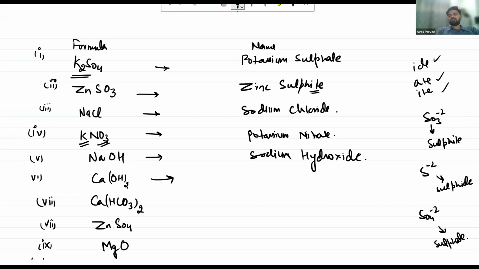What's the name of Ca(OH)2? I have spoken the name of this one. It is calcium hydroxide. Okay, what's the name for this one? CaHCO3. What's the name for this one? Tell me the name.